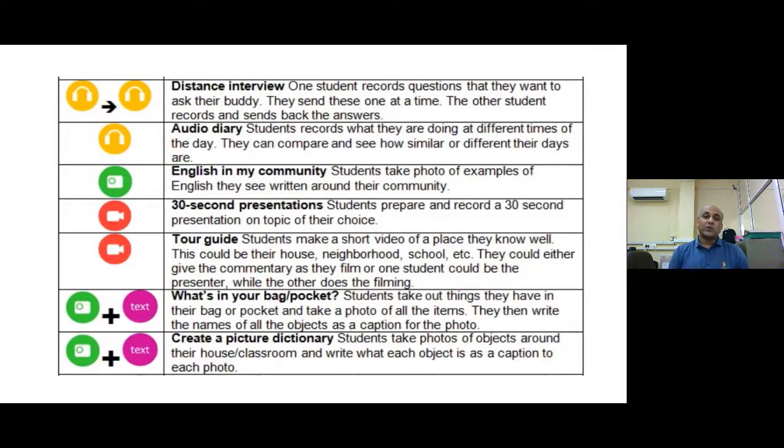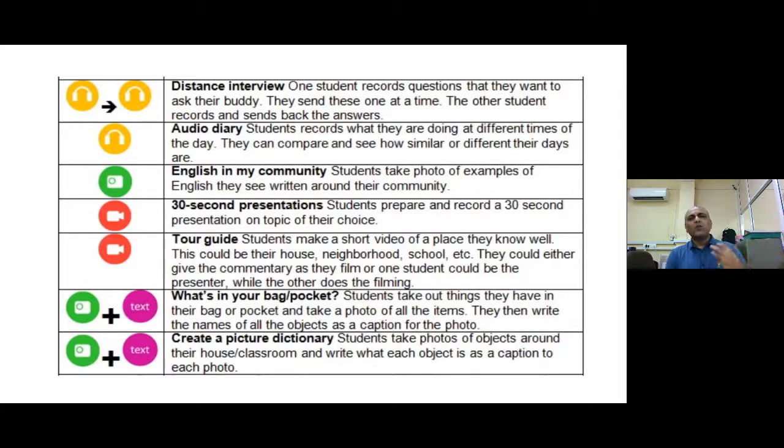Distance interview. One student records questions that they want to ask their buddy. They send these one at a time. The other student records and sends back the answers. Again, this is an activity which is done in audio form, but this can be done in a textual form also, depending on what skill of language you actually want to improve.